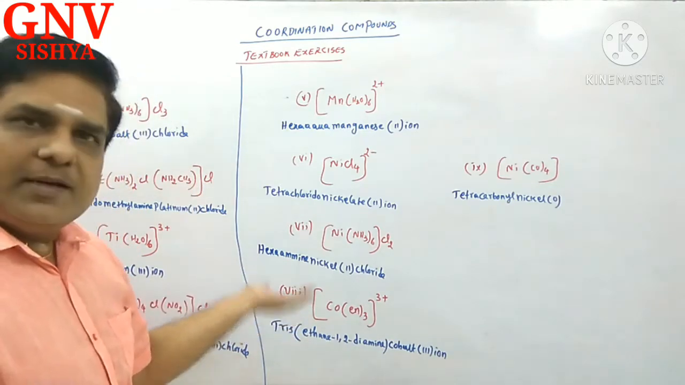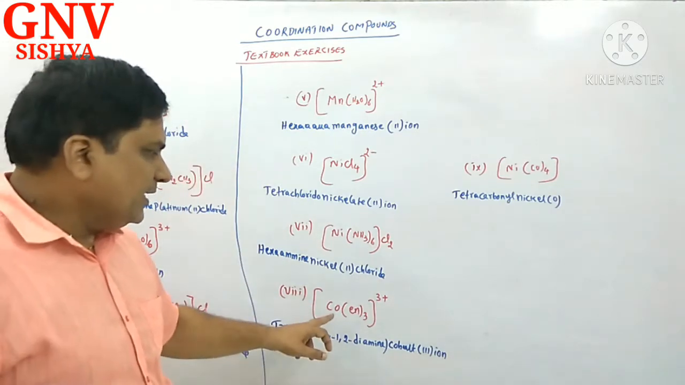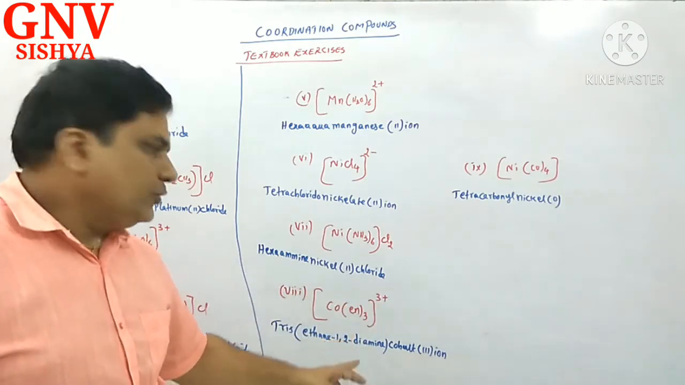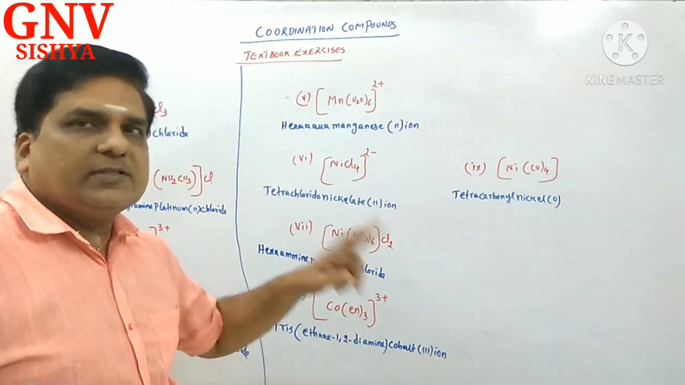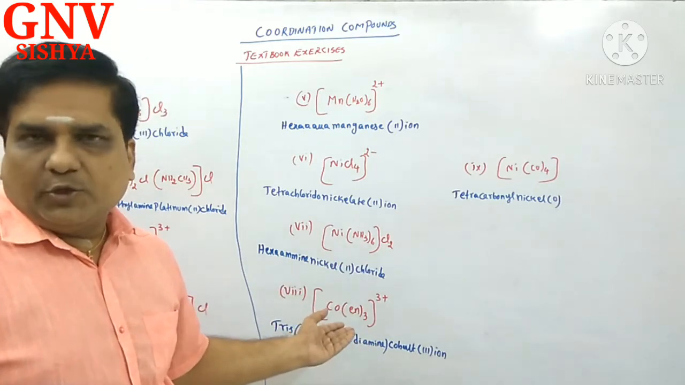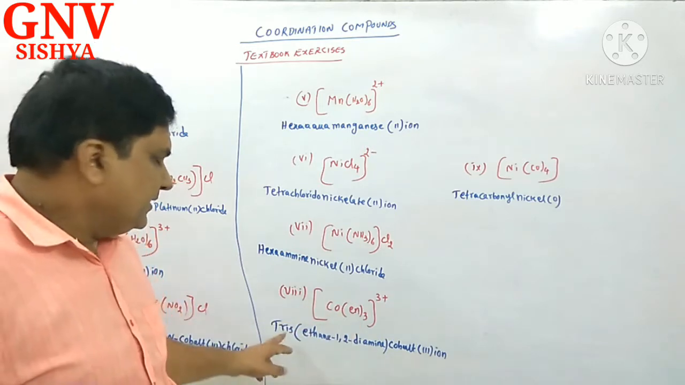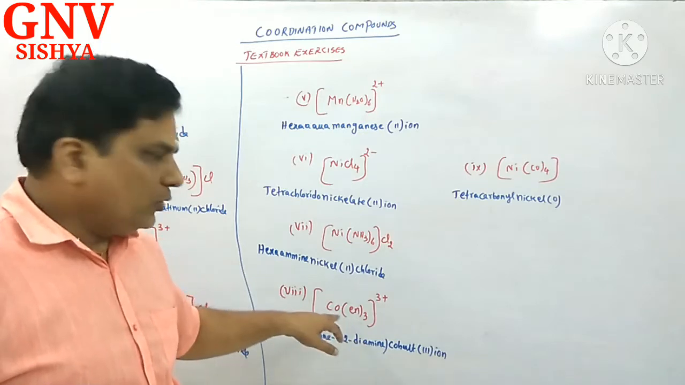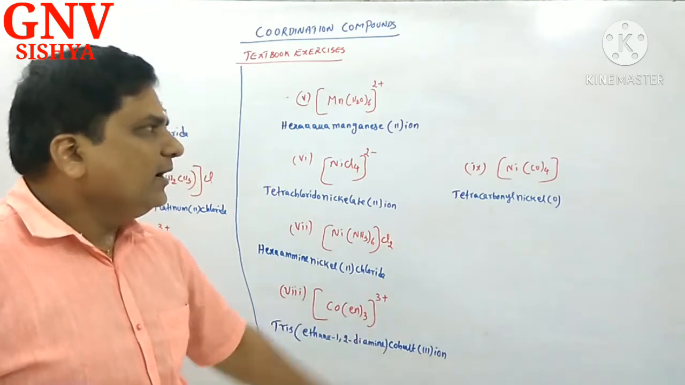Next, this example we come across in the nomenclature itself now. What is the specialty? [Co(en)3]3+. It's a bidentate ligand. So 3 ligands is equal to 6 donor atoms. Since the name itself contains a numerical prefix, you call it tris. Close the bracket, ethane-1,2-diamine. Cobalt(III) ion.